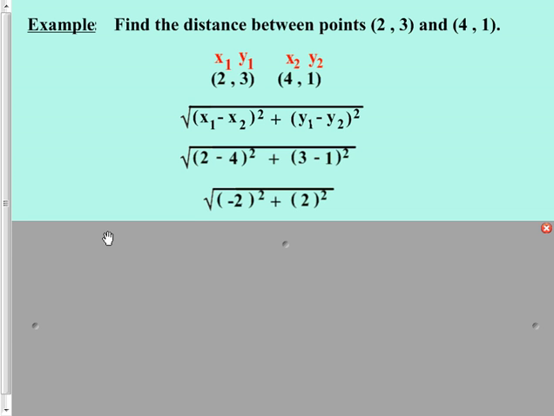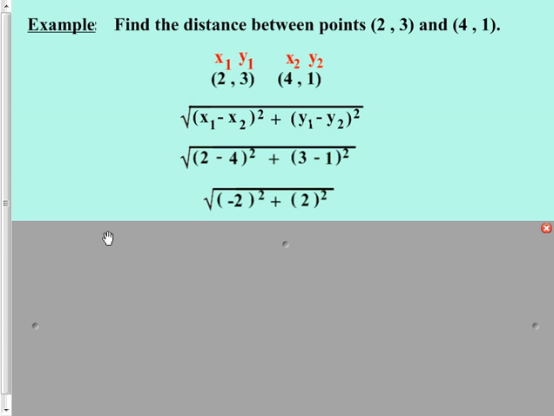Now, if you're thinking, whoa, whoa, whoa, Mr. Hill, you said that distance can never be a negative value. And you're right, but we're not done yet, because look what's going to happen on this next step. On the left side, negative 2 is going to be squared. What does it mean to square a value? It means that that value is going to multiply times itself.